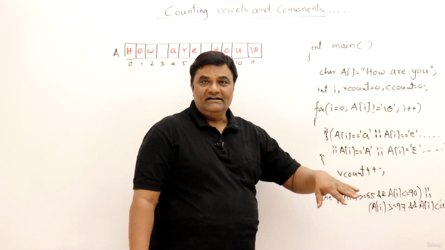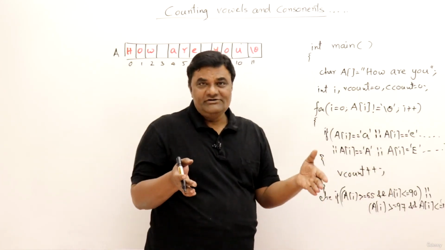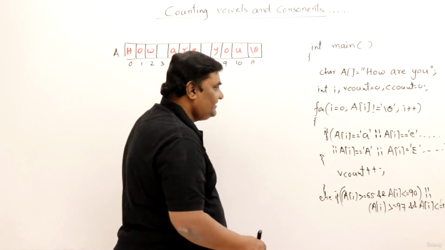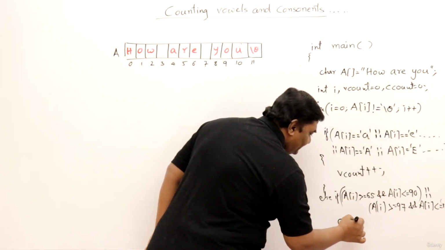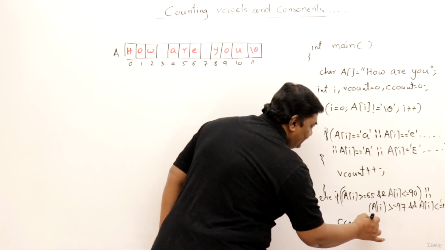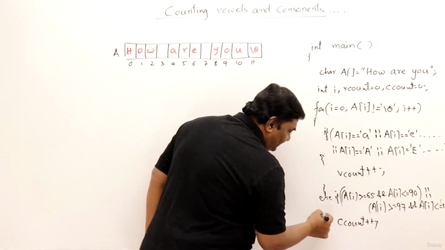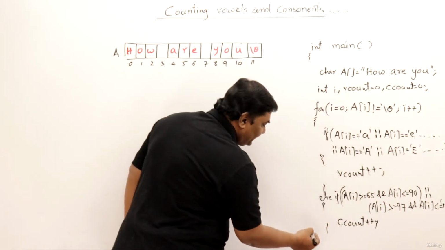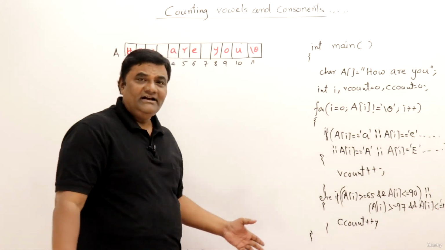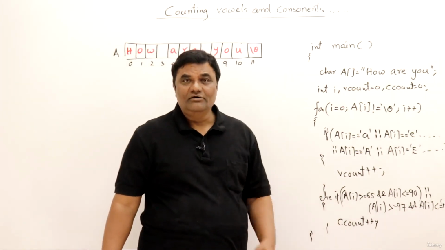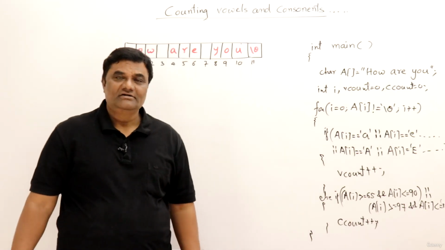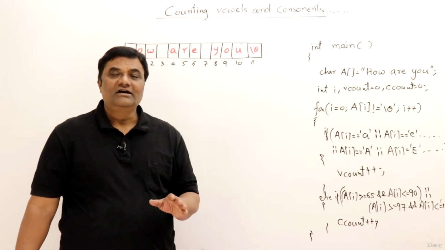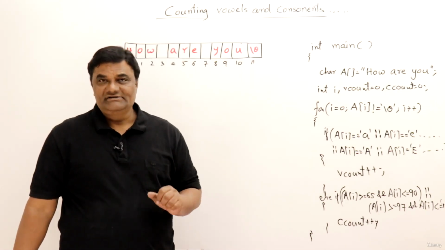Then other than that, all other characters are within that range only. So I should check this range. If so, then I will say C count, that is consonant count, plus plus. Then after the end of the for loop, you know very well that you have to print the value of that is vowel counter and consonant counter. So this is how you can count vowels and consonants.